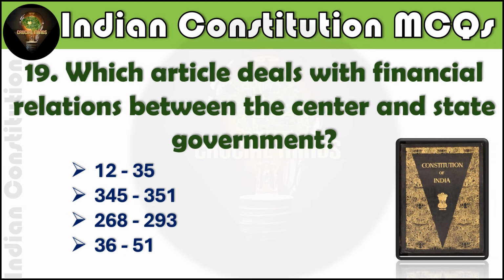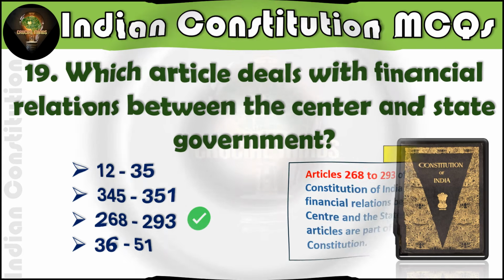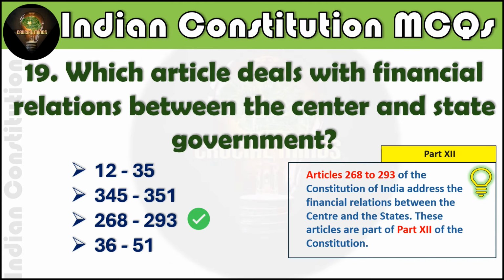Question number 19. Which article deals with financial relations between the center and state government? The answer is 268 to 293. Explanation: Articles 268 to 293 of the Constitution of India address the financial relations between the center and the states. These articles are part of Part 12 of the Constitution.